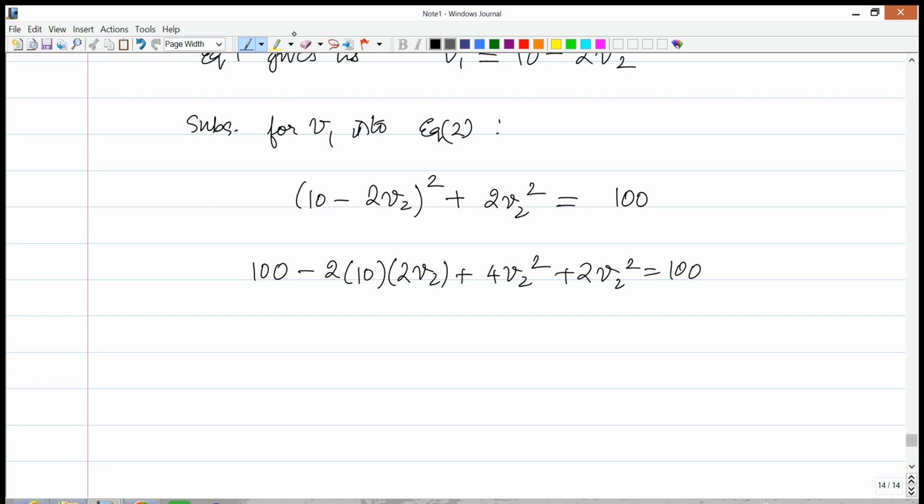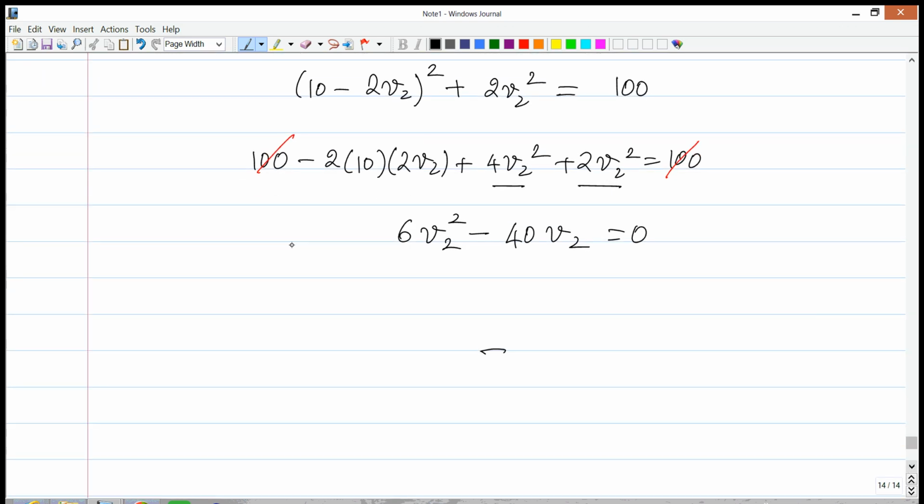So we have our equation simplified. Let's get rid of the 100, so the 100 goes away. We can combine the 4v2 square and the 2v2 square. That gives us 6v2 square, and then the remaining term becomes minus 2 times 2 times 10, which is 40 v2, equal to 0. Alright, so now let's factor out 2v2, and I get 2v2 times 3 v2 minus 20 equal to 0.